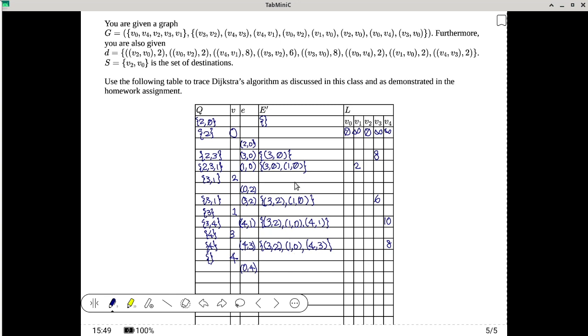I think in this case it depends on whether we have equal distance paths. I'm not sure whether we have equal distance paths here, so we can just draw out the graph itself and see whether that is the case. We have 5 vertices in this case: 0, 1, 2, 3, and 4.